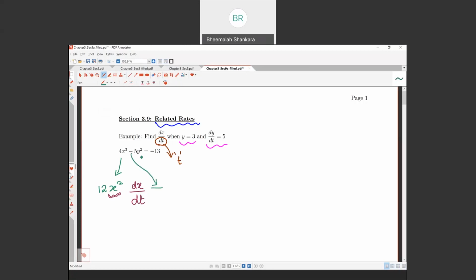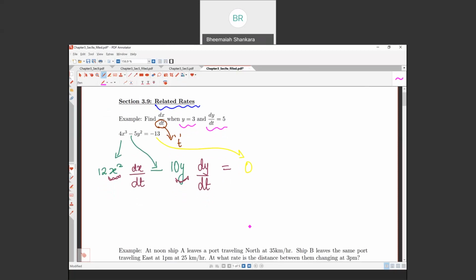Differentiate 5y squared with respect to t. So first you want to differentiate the exponent using the power rule of differentiation. So it's 5 times 2y, which is 10y. And now you have to differentiate this variable y with respect to t. So it is dy over dt. Then you have a negative 13. Differentiation of any constant term is 0, so write 0. So you differentiated x with respect to t as well as y with respect to t.